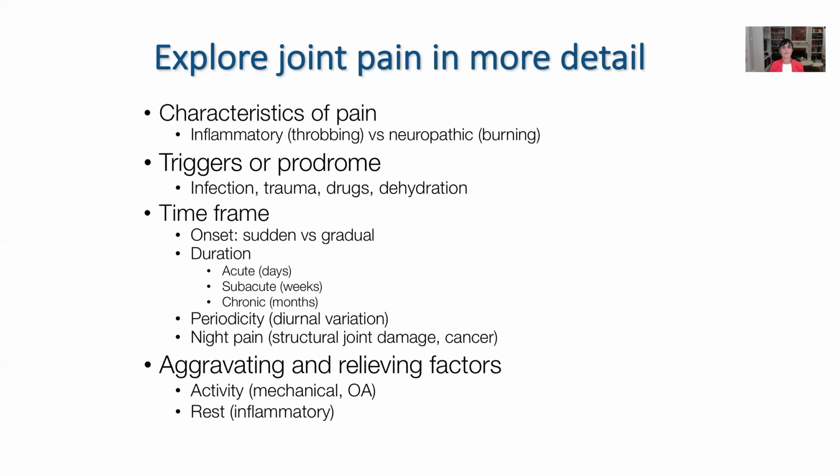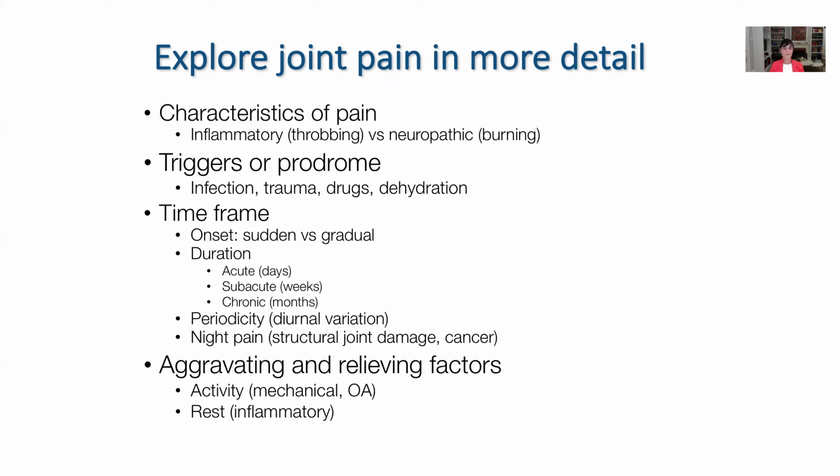So in exploring the joint pain in more detail, it's important to understand the characteristics of the pain. For example, is it an inflammatory type pain, which may have a more throbbing characteristic, versus neuropathic pain, which tends to have a more burning nature. Take a history about events that occurred before the onset of joint pain to try and understand whether there were any specific triggers or prodrome, as may occur in infectious cause of arthritis. There may be a history of trauma, certain drugs that have been commenced, or a history of dehydration that may be a trigger for some conditions such as gout, for example.